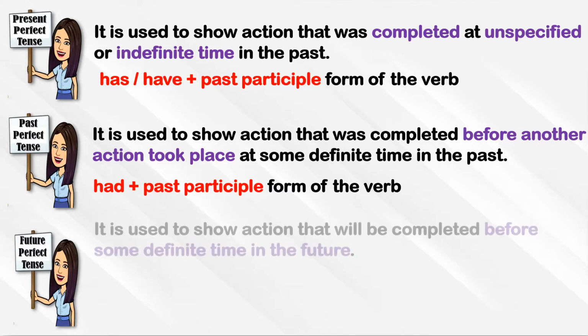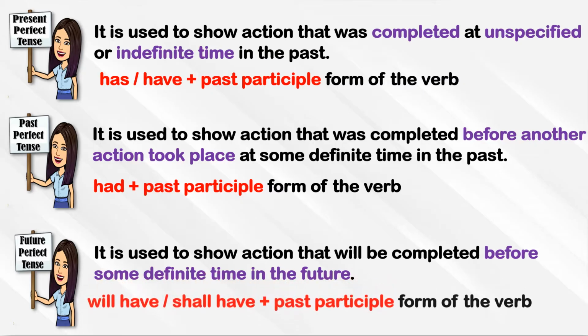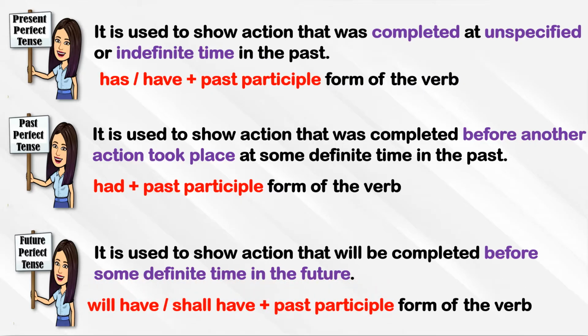Future perfect tense. It is used to show an action that will be completed before some definite time in the future. It is formed as will have or shall have plus the past participle form of the verb.